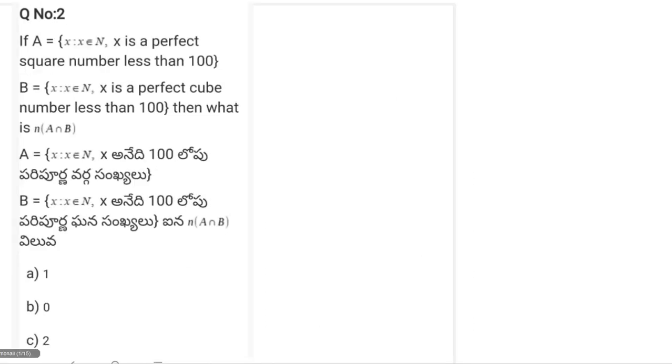Second problem. If A equal to x such that x belongs to N, x is a perfect square number less than 100, B equal to x such that x belongs to N, x is a perfect cube number less than 100, then what is number of A intersection B? Let us write the elements of A and elements of B.